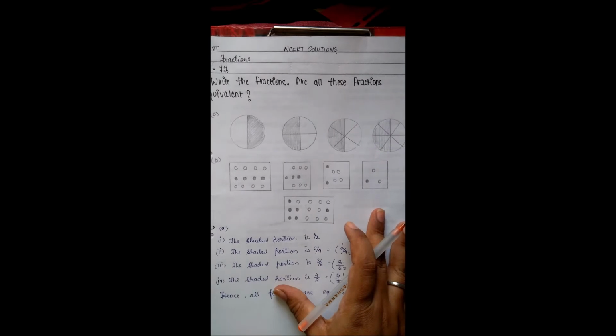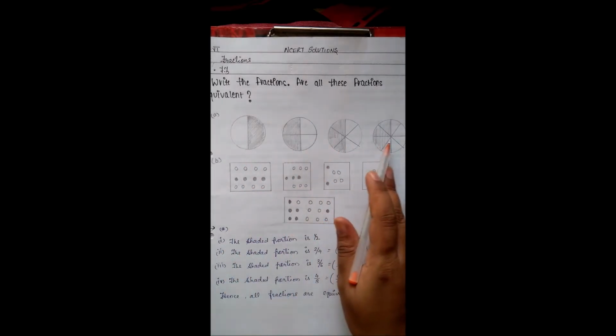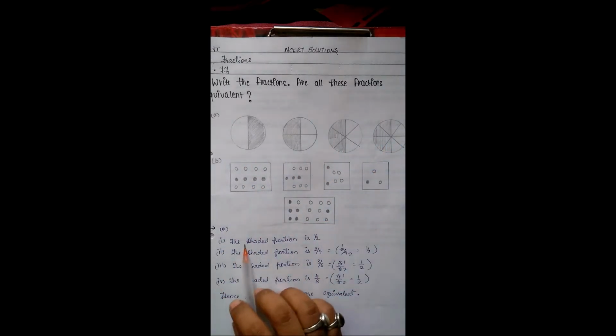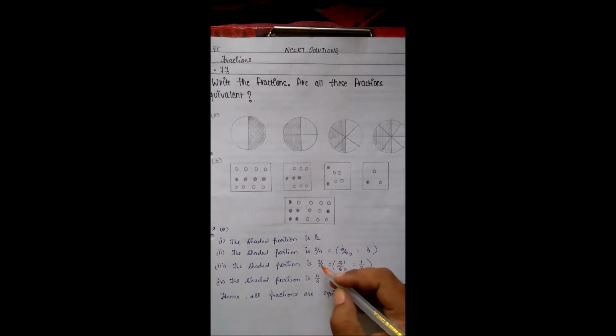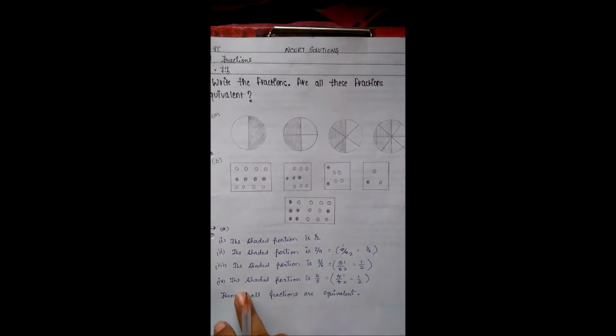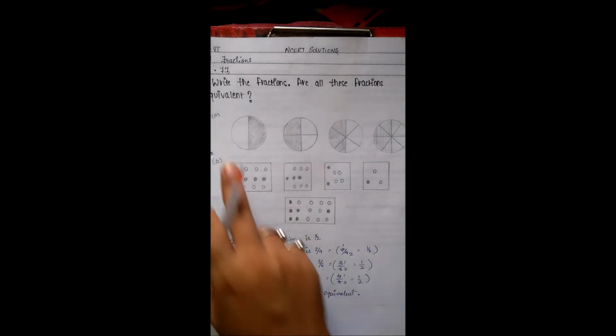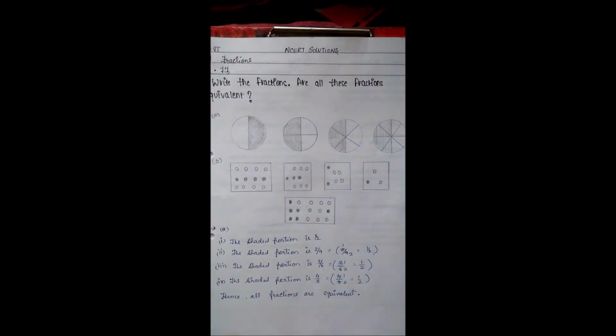So these are the fractions. A, the circles are given. In the first one the shaded portion is half. Second one, the shaded portion is 2 by 4, or we can reduce it to the half. The third one, the shaded portion is 3 by 6. We can reduce it to 1 by 2. The shaded portion in the fourth one is 4 by 8. We can reduce it to 1 by 2. Hence, all the fractions in A figures are equivalent.